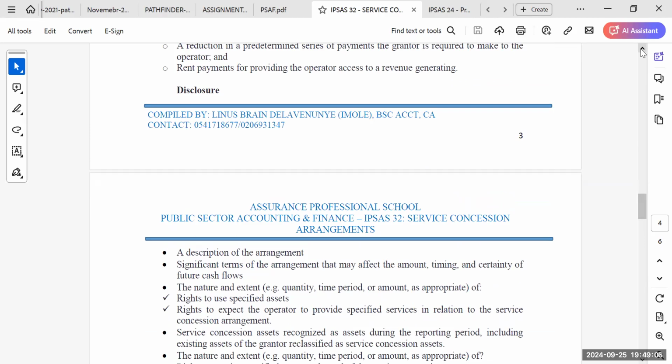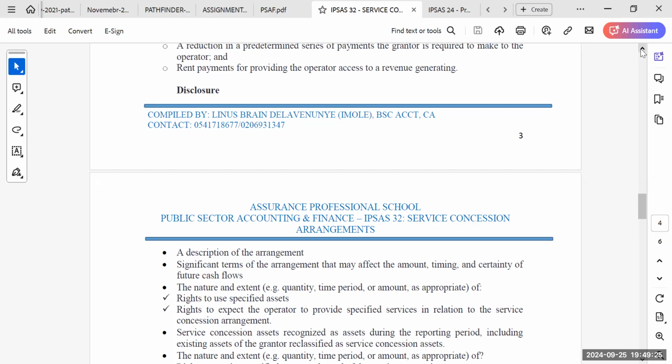The first one is the description of the arrangement. The arrangement is about the nature of the arrangement. The description of the arrangement: we have now entered into a service concession arrangement with this particular company to carry out this particular service for this particular period.